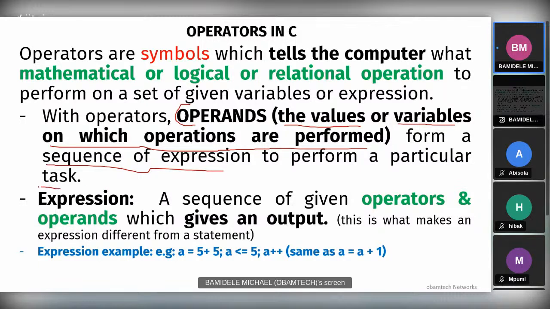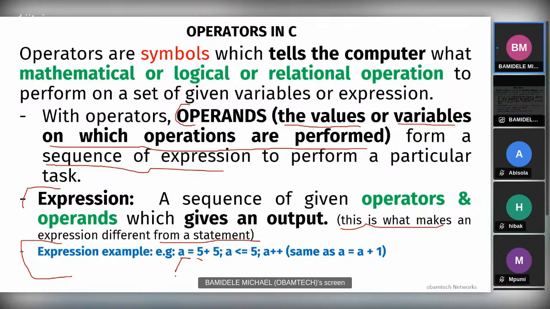So, what is an expression? A sequence of given operators and operands. An expression must always give an output, and there is always a difference between an expression and a statement. An example of an expression is a equals 5 plus 5. Now, what are the operands here?